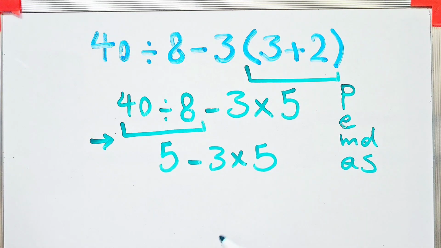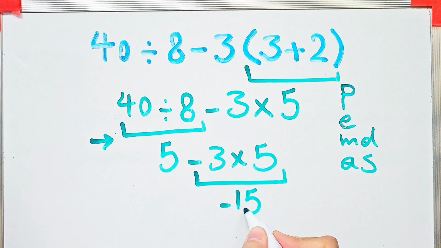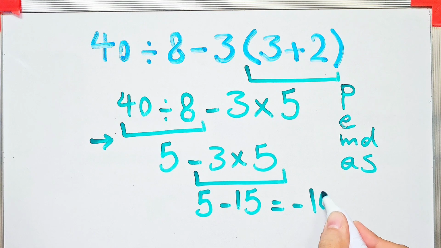5 minus 3, then times 5. Now we do the multiplication. Negative 3 times 5 equals negative 15. 5 minus 15 equals negative 10, and we get the final answer of this question.